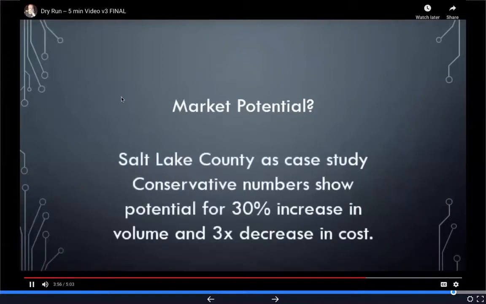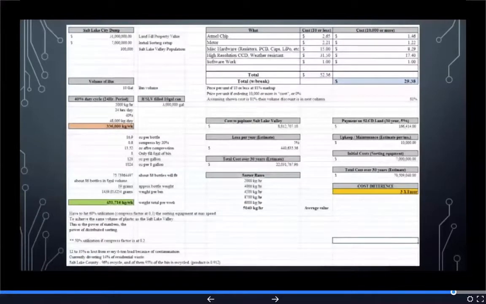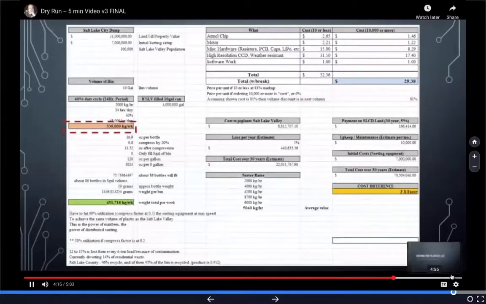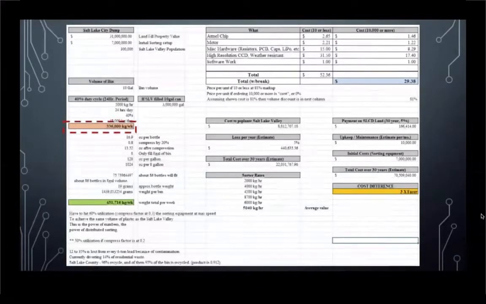The claim is that Salt Lake County, conservatively, has a potential for a 30% increase in volume and a 3x decrease in cost if using a distributed plastic sorting method. The nitty-gritty of this claim follows. Salt Lake Municipal has a conservative capacity of 336,000 kilograms per week. Another conservative estimate of our distributed methods shows 431,000 kilograms per week.